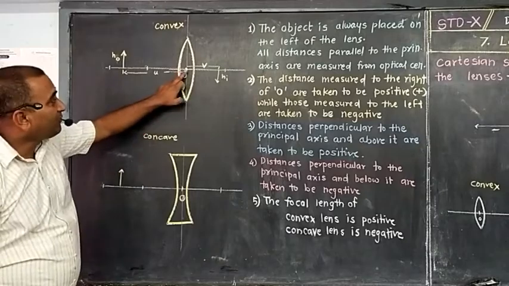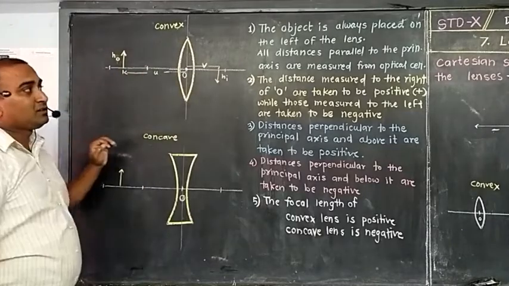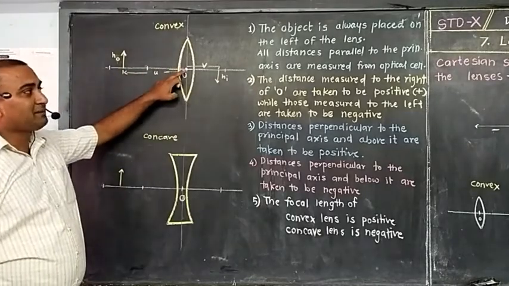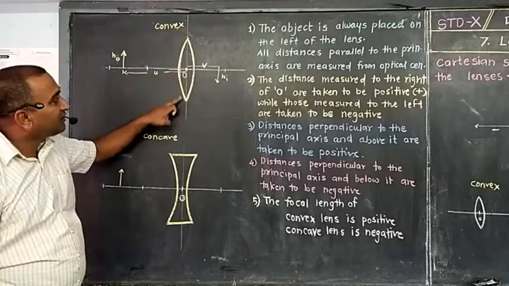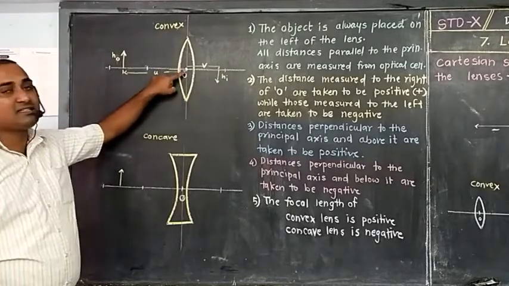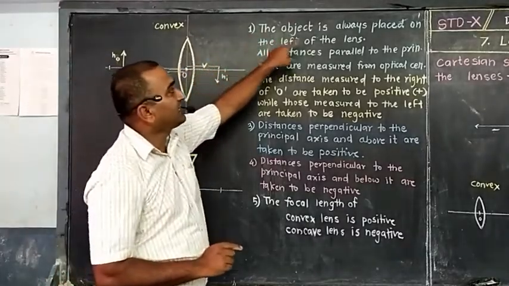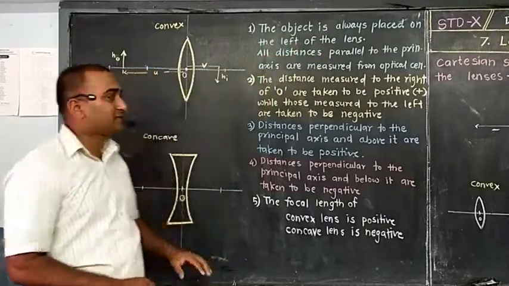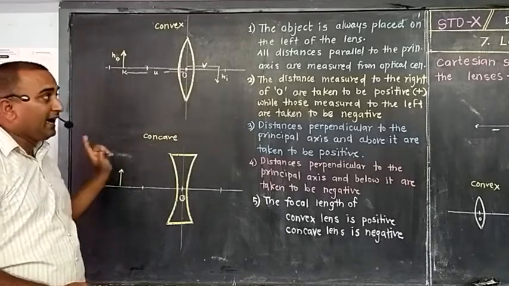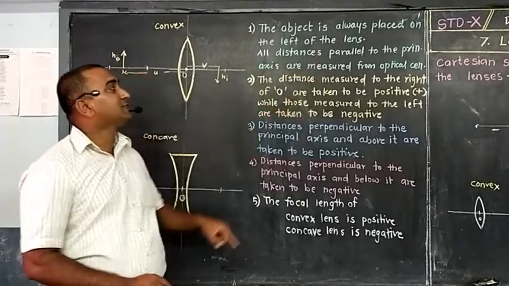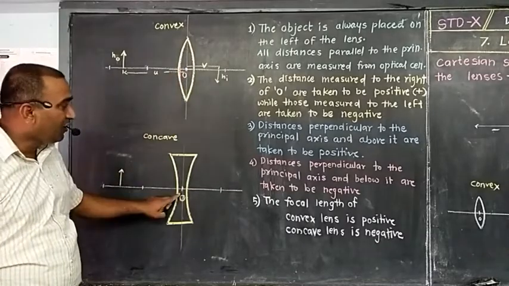See here, the object is always placed towards the left side, that means the left side is negative. All the distances parallel to the principal axis are measured from the optical center, wherever you go, upward or downward, left or right. You have to measure the distance from the optical center. That is the first sign convention. For a convex lens or a concave lens, always place the object towards the left side.